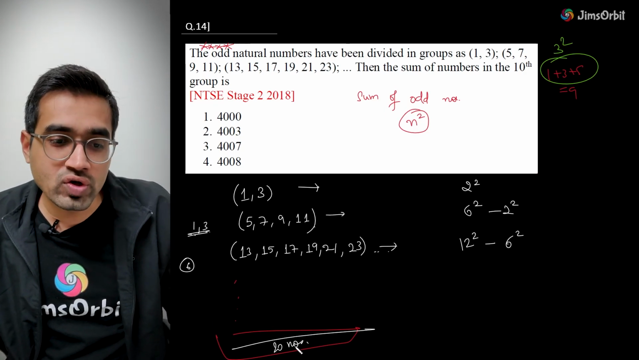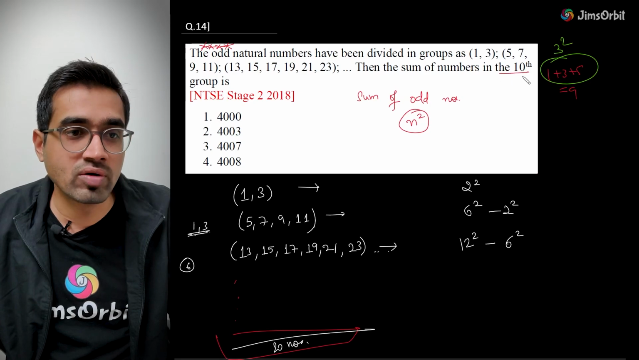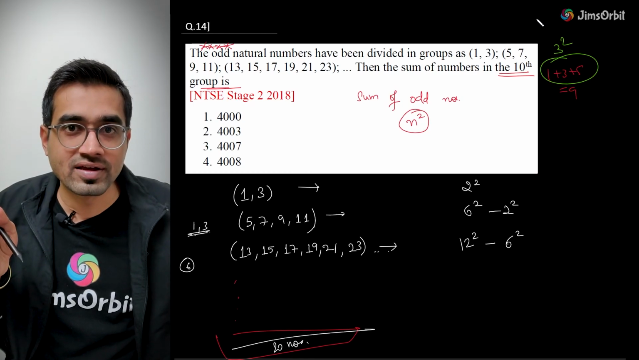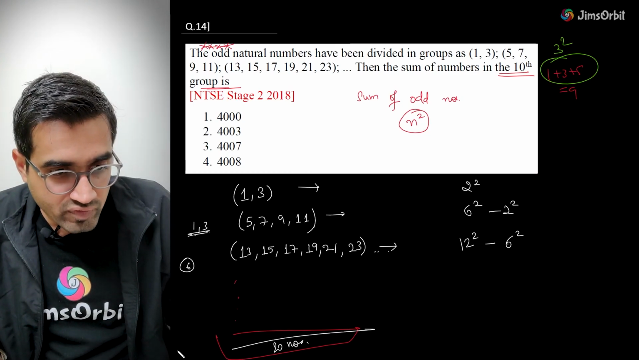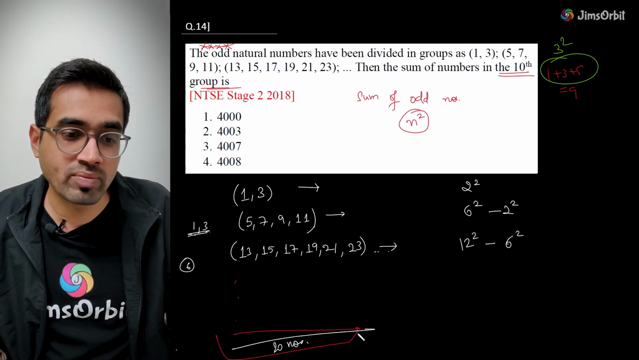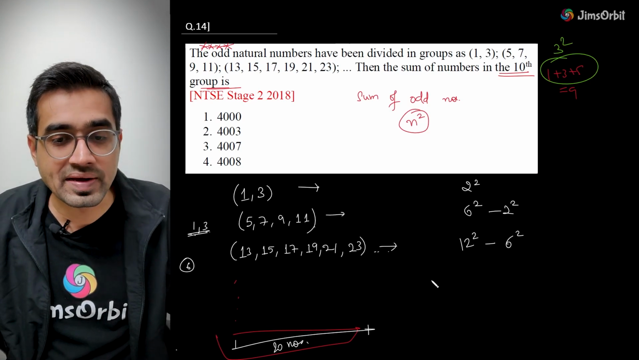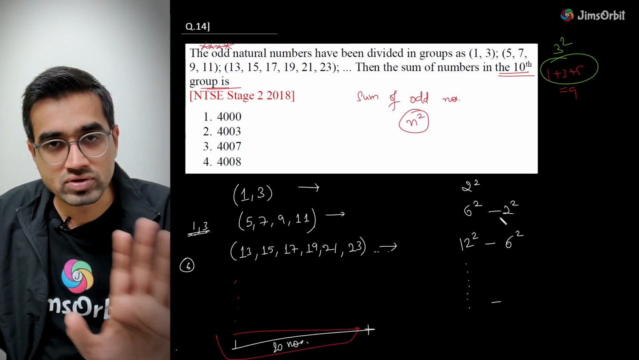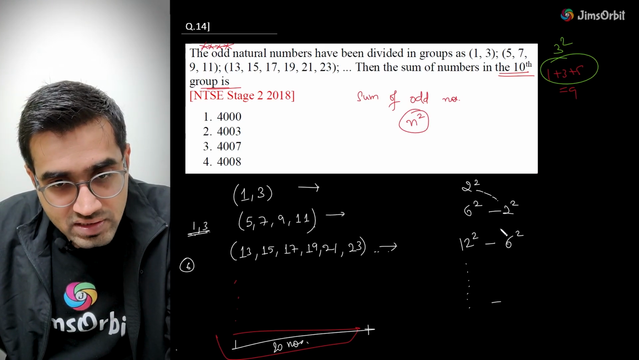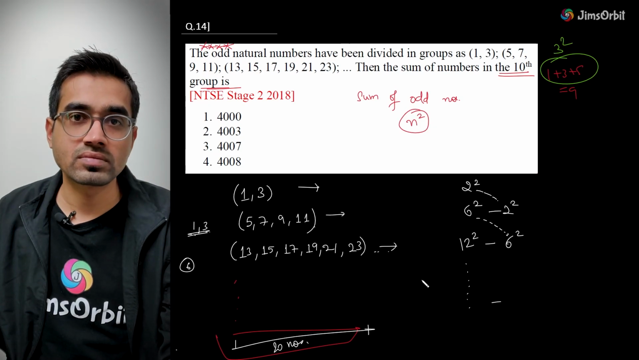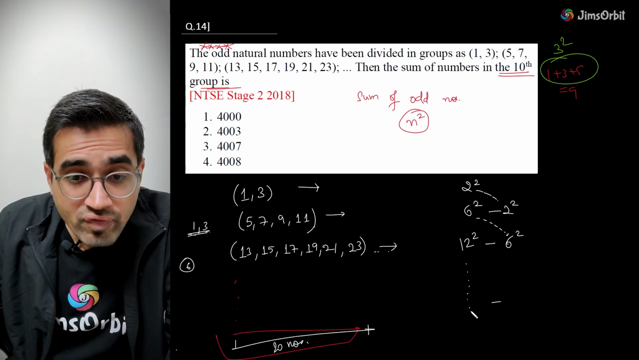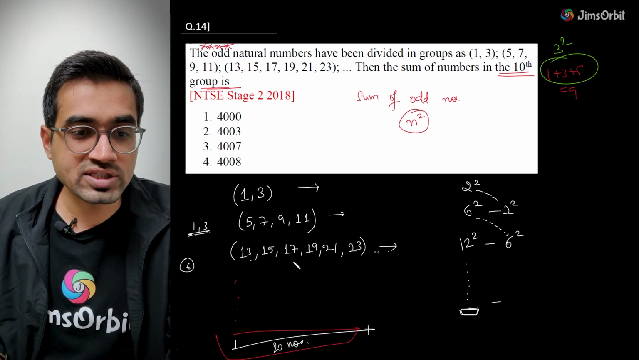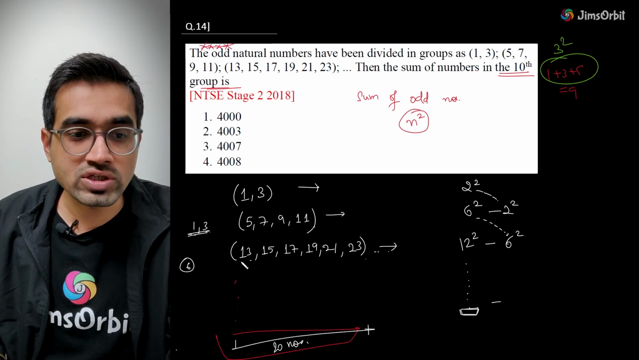So I already told you that in the 10th group there will be 20 numbers. Starting from whichever number, I'm not sure, but this will be 20 numbers. Notice that this is the last number, whichever it is. But I have to find what this number is. I cannot say 20 square. Why? It is wrong. Did I say 6 square here? No, this was 12.